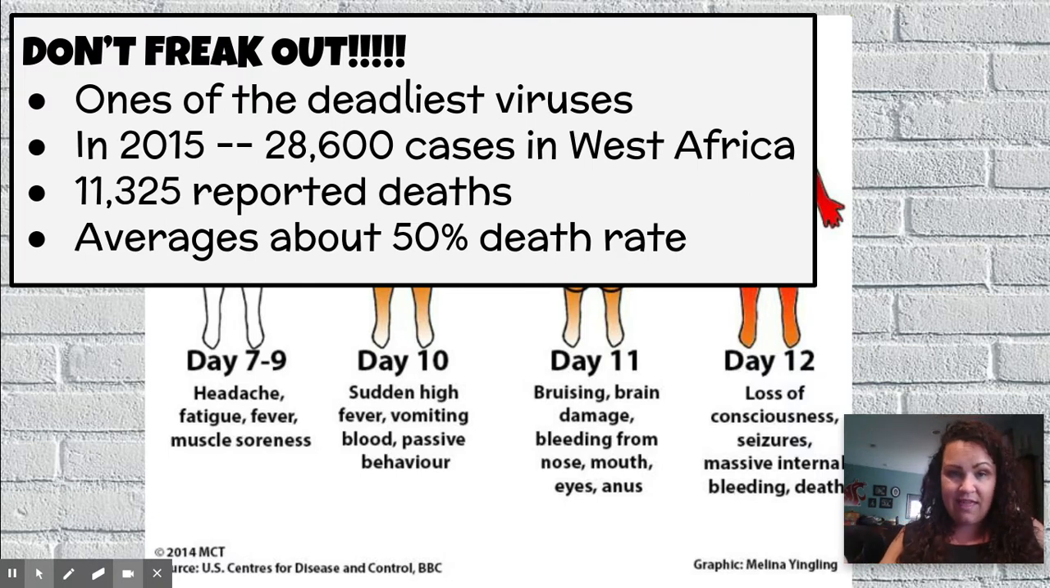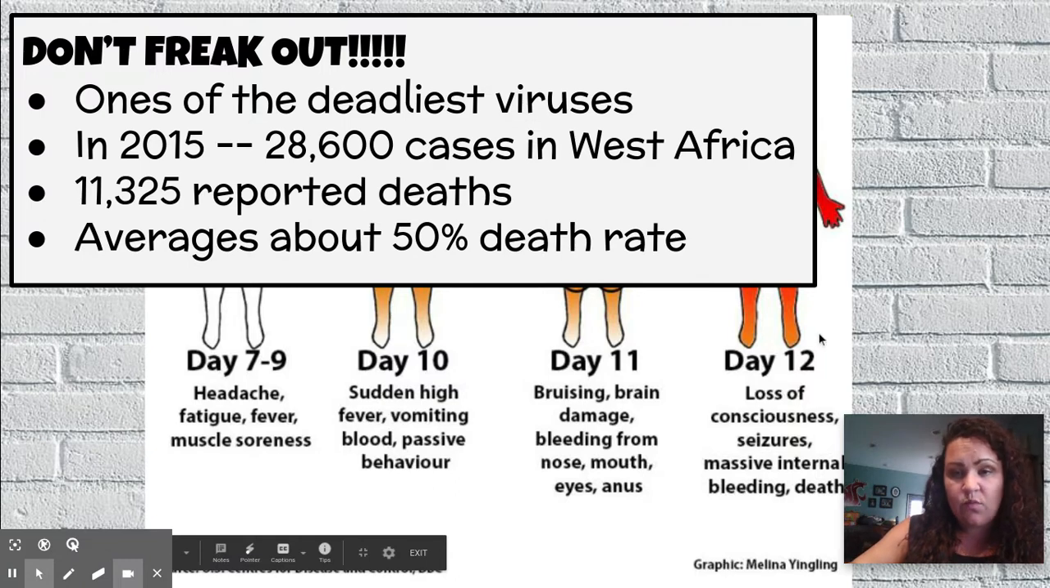Over 28,000 people got sick, with 11,000 of those dying. So, and those are all reported cases and reported deaths. We know in these kind of rural areas, we don't always have all the information, but pretty violent stuff. So that is what Ebola is.